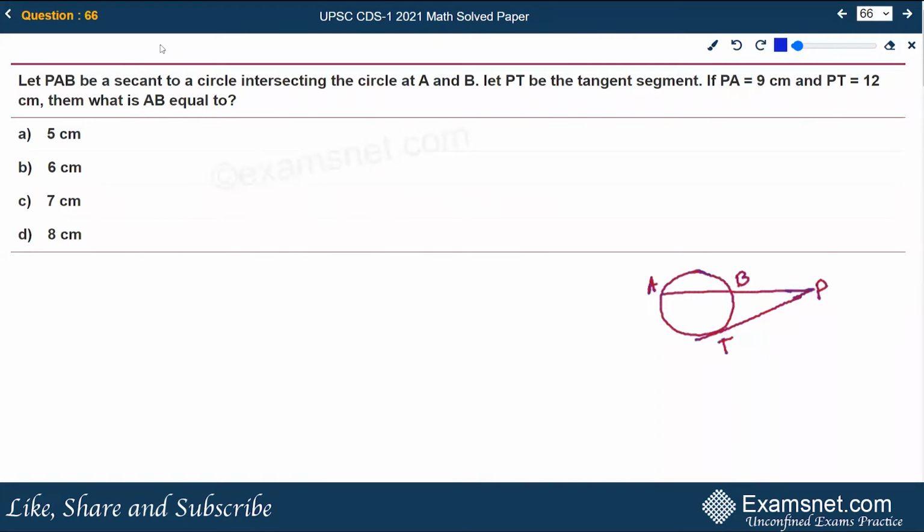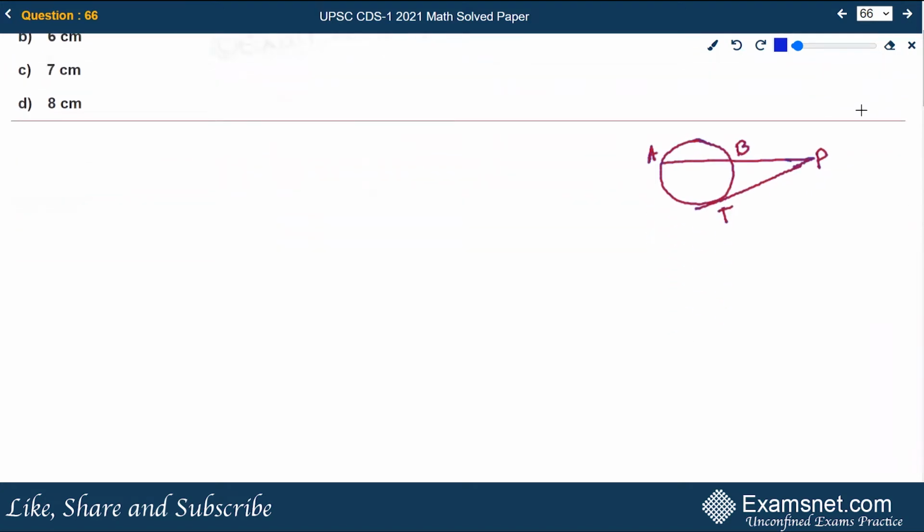In question number 66, it states that let PAB be a secant to a circle intersecting the circle at A and B. Let PT be the tangent segment. If PA equals 9 centimeter and PT equals 12 centimeter, then what is AB equal to? I have already drawn the figure, but first I want to discuss a few terms. One is secant. What is a secant?